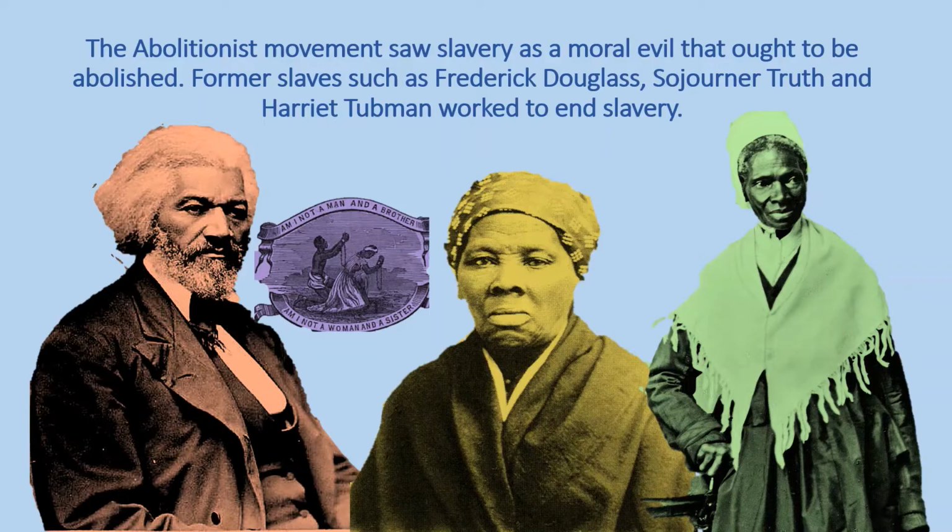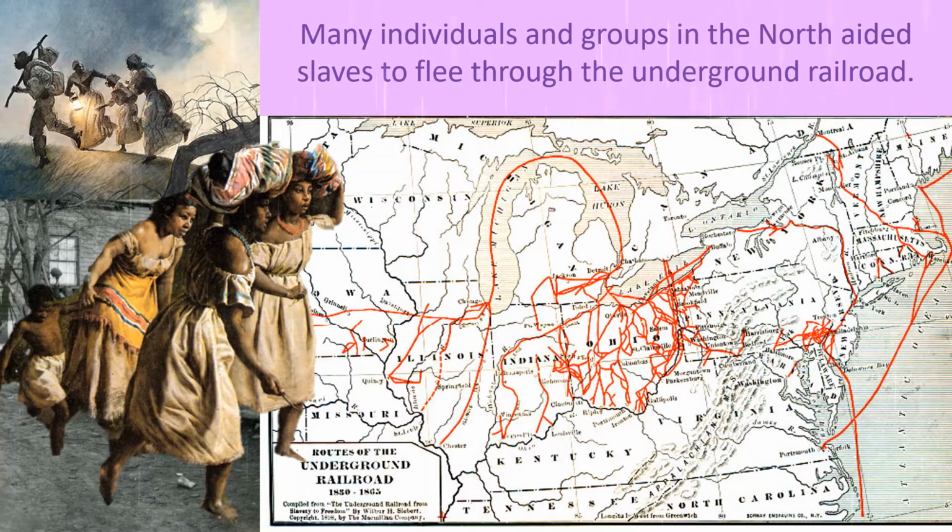The abolitionist movement saw slavery as a moral evil that ought to be abolished. Former slaves such as Frederick Douglass, Sojourner Truth, and Harriet Tubman worked hard to end slavery, and soon became household names in the North. In addition, many individuals and groups in the North sympathized with the abolitionist cause and aided fugitive slaves to flee out of the South through the Underground Railroad.